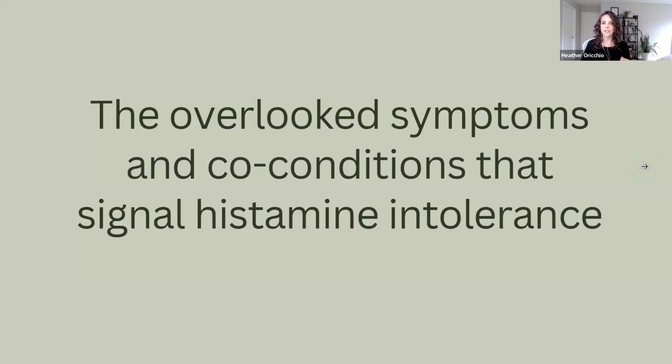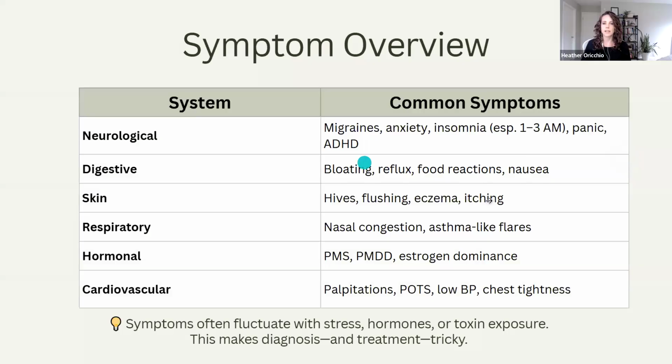So, the overlooked symptoms and co-conditions that are going to signal histamine intolerance. There's such a wide array of symptoms, and the reason for that is because mast cells are cells within the immune system that are throughout the entire body, and they interface with our outside world. So we have them in our sinuses, in our eyes, in our entire GI tract, and their job is to alert the immune system when something is there that shouldn't be, and it's going to set off an inflammatory cascading effect. So if the mast cells are overfiring within the brain, we're going to get neurological based symptoms. That could be migraines, anxiety, insomnia, especially that 1 to 3 a.m., because that's when the liver is doing most of its detox work.